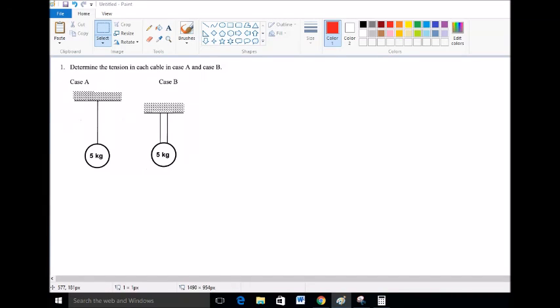Alright, so right now I'm going to be doing a demonstration of a tension problem for physics. So here's the demonstration problem. Determine the tension in each cable in case A and case B.